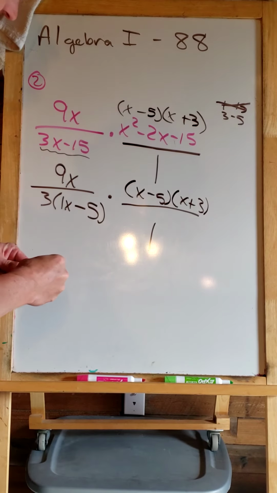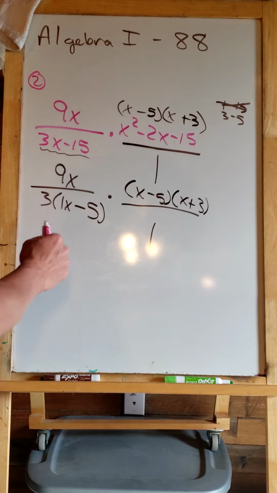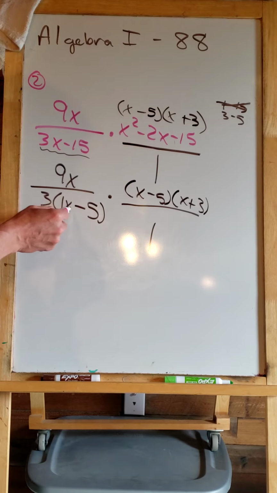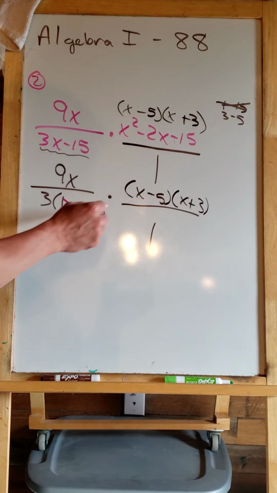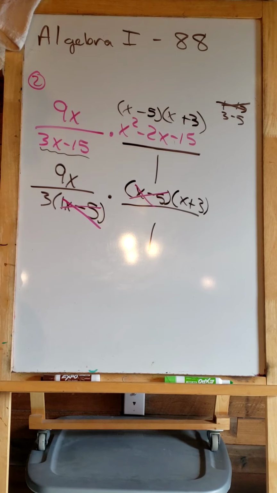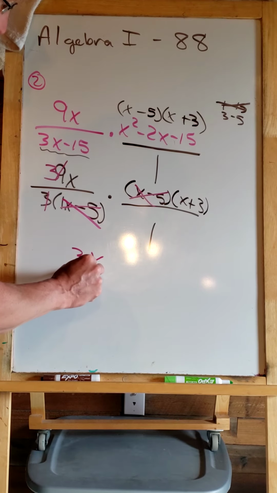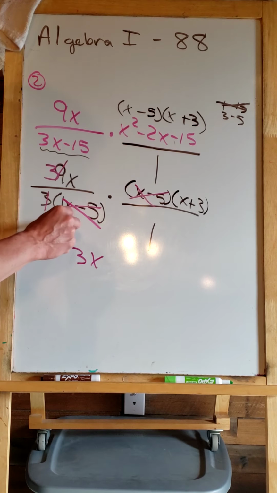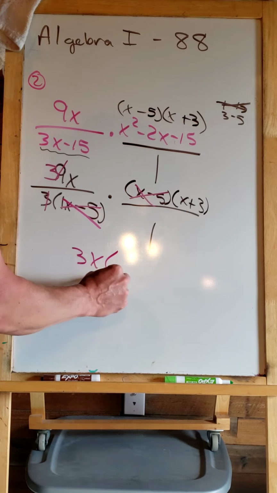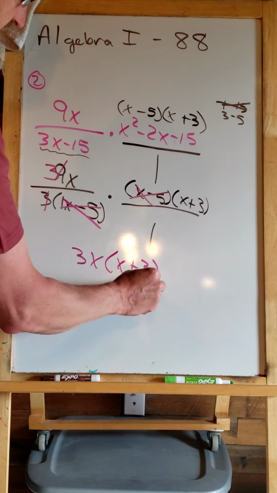Now, again, going back to canceling when multiplying. Remember, we can cancel up and down. So I cancel out x minus 5 and x minus 5. Now notice over here I can reduce. 3 goes into 9 3 times. So even though it's kind of garbled, I'm left with a 3x here, nothing below, and I'm left with an x plus 3 over there.